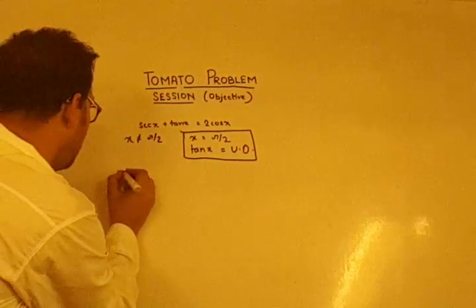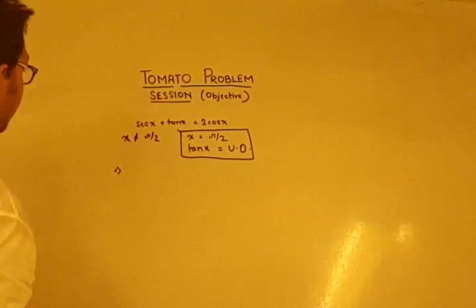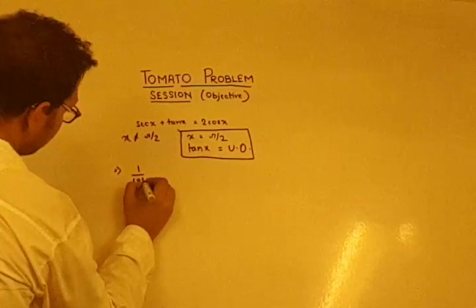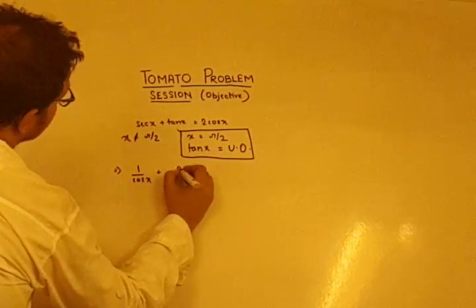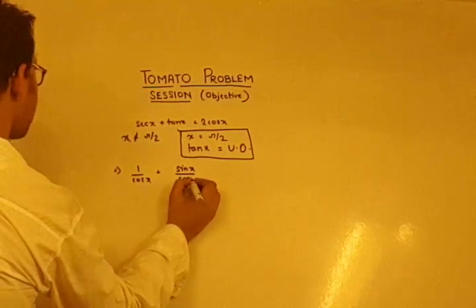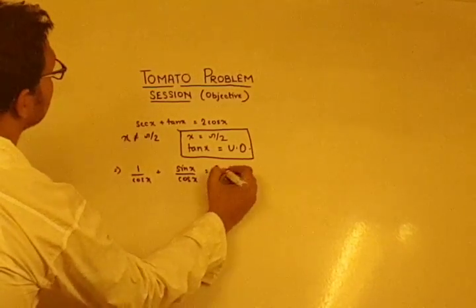So what I do now is just a simple trigonometry method. I write sec x as 1 by cos x, and tan x as sin x by cos x, equals 2 cos x.